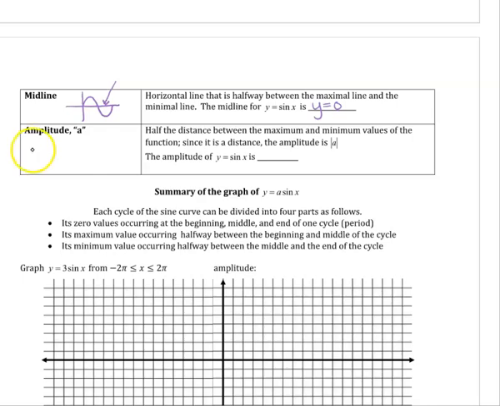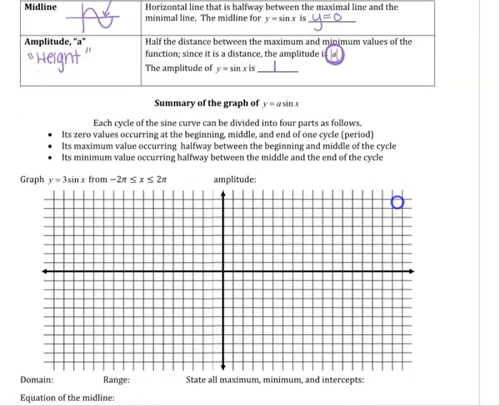Amplitude, I always informally think of as height. It's the height of the graph. So they're calling it half the distance between the max and the minimum values, and since it's a distance, it's always positive, so absolute value. The amplitude of sine of x is 1, because at most, that's how much we were traveling away from the midline.